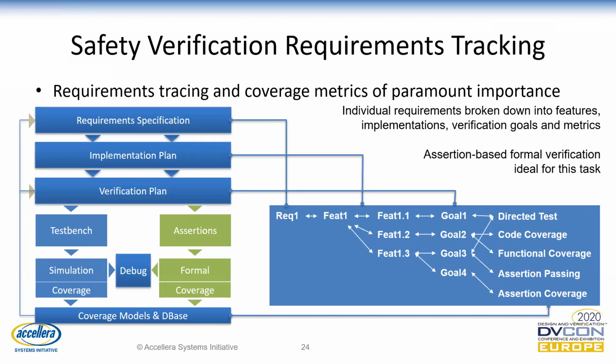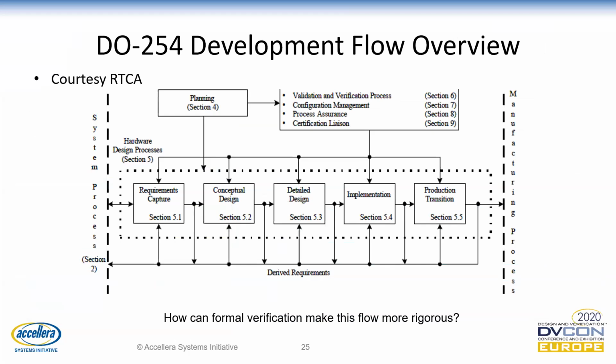Of course, everything starts from requirements, then you have an implementation plan that goes into a verification plan, and this verification plan will have requirements that have features, sub-features, and verification goals, and then you need to decide on what technology you are going to use to tackle this aspect. And here is what a DO-254 development flow overview looks like. This is courtesy of PCA.